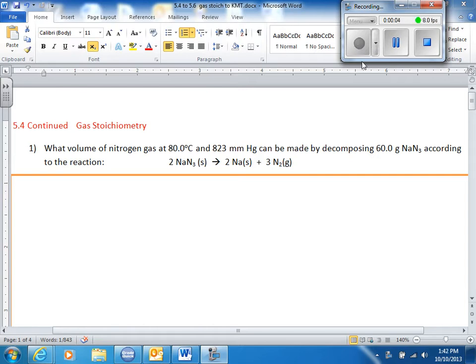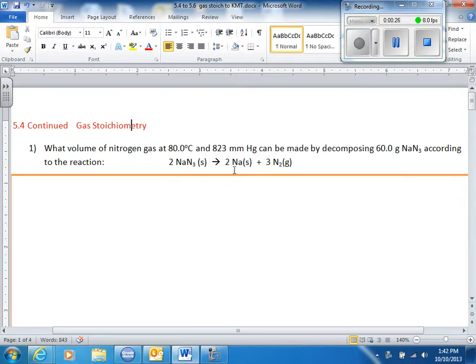So, we're going to continue on with section 5.4. At the end of 5.4, we get into gas stoichiometry, which is, we've just learned about the ideal gas laws, 1 and 2 state problems. And now we're going to use the gas law to do stoichiometry with gases, or better known as gas stoichiometry.